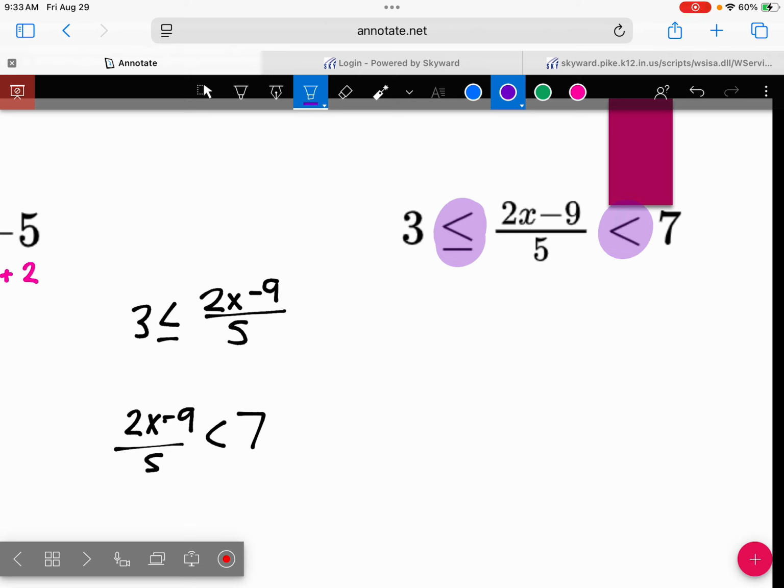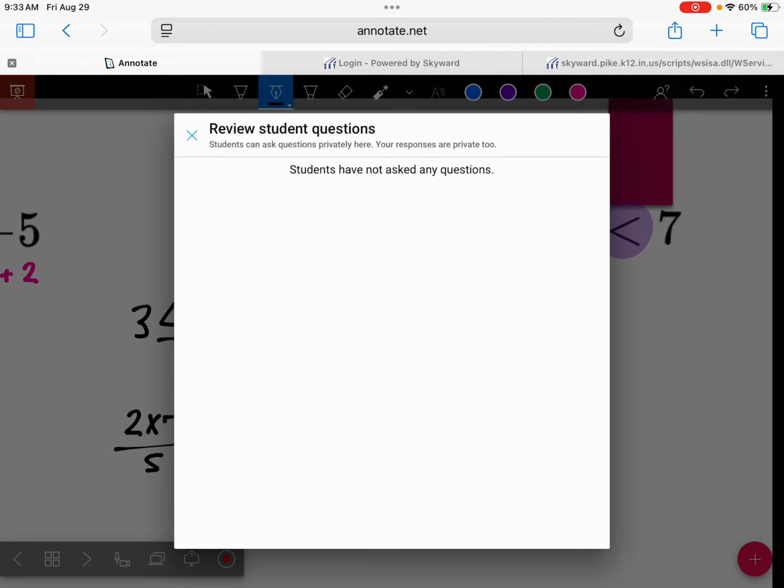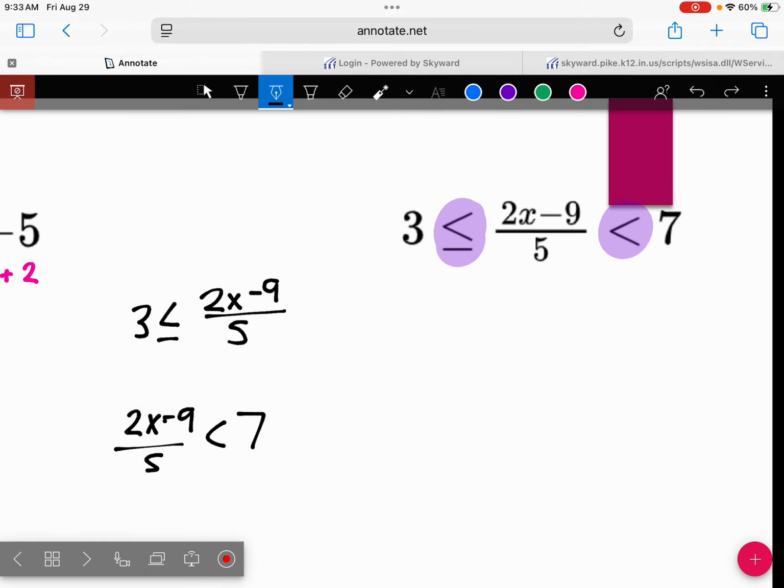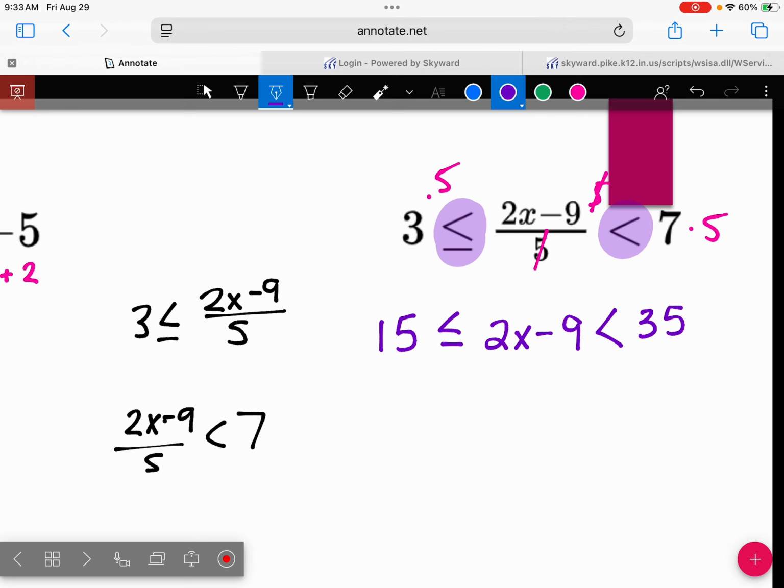So making sure you're paying attention to the fact that I have 2 inequalities here. What is the first thing I need to do inside to get my x by itself? Times 5. We're going to times by, ooh, wrong color. Yep. Times by 5, times by 5, times by 5. My denominator cancels out. We're going to have 15 less than or equal to our 2x minus 9, which is less than 35.